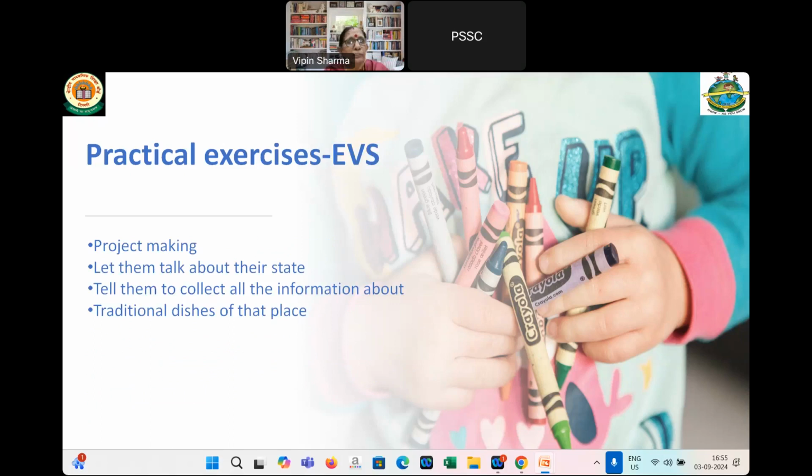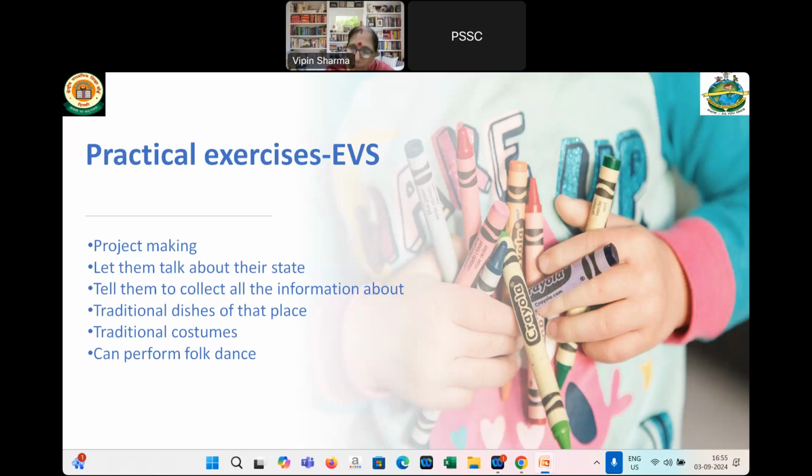Science, EVS, project making. Let them talk about their state. This is a wonderful example. Talk in the classroom. You also can talk to them. Which state do you belong to? I am from Bihar. I am from Punjab. I am from Gujarat. Whatever. Pick up any four states. Tell them to talk about the beauty of the state, the food of the state, the costumes of the state, and the whole class will learn. This is a very good project you can try.